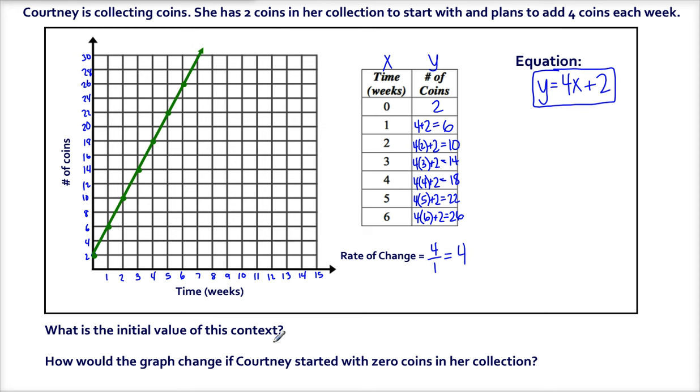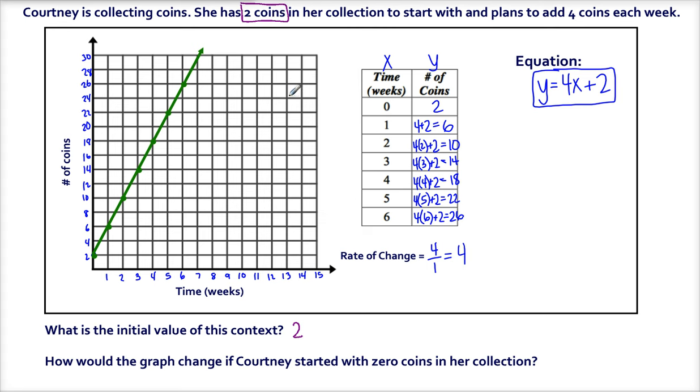And now we need to figure out what is the initial value of this context. Well, we can find the initial value in each one of these representations. So let me show you where we can find it. In the context, remember initial value means what we start with. And it says that Courtney starts with 2 coins in her collection. So looking at the context, I would find the initial value right here.